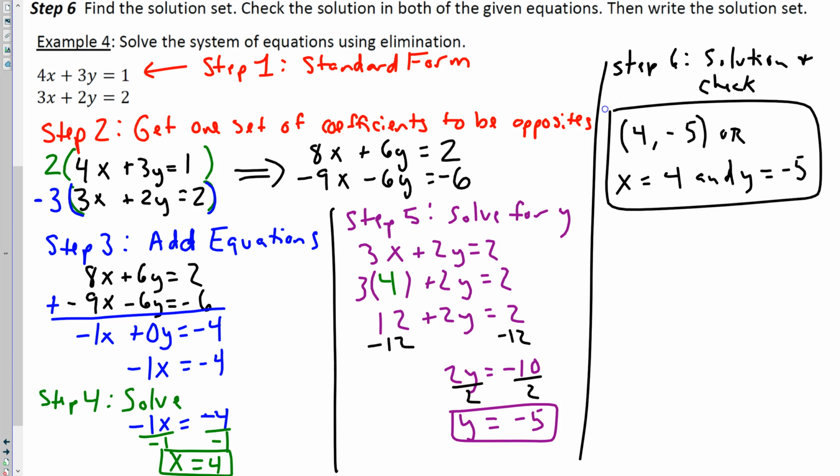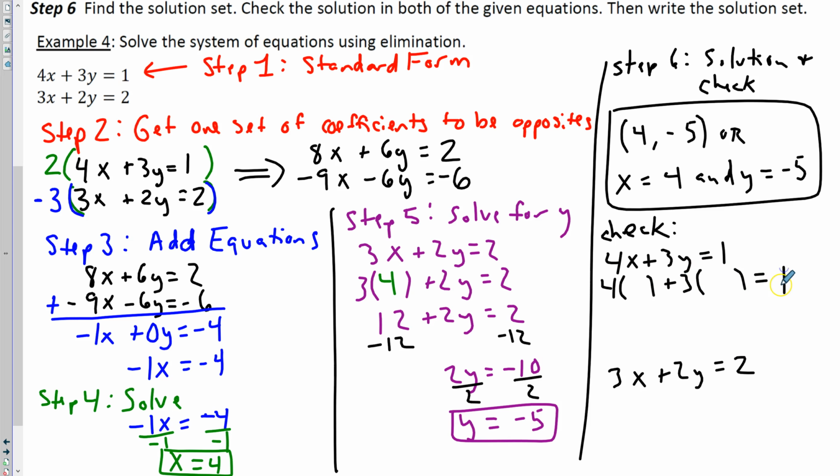So there's our solution. And now we want to go ahead and also check it, just to be sure that we didn't have any silly mistakes happen, and that we actually did find the correct values for our solution. And so the check step is the same as what we saw for the substitution, that to check it, you're going to put it back into the original two equations. So I have 4x plus 3y equals 1 that we need to check it into, and 3x plus 2y equals 2. So what we're going to do is replace the x and y value and see if our equations balance for us.